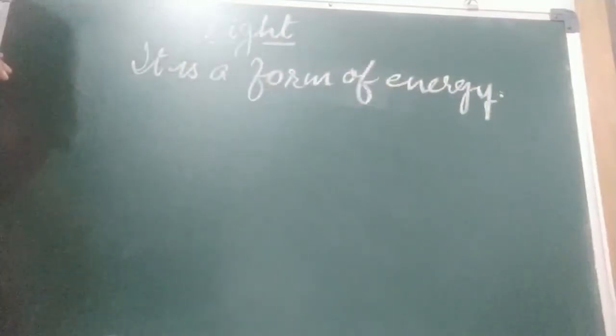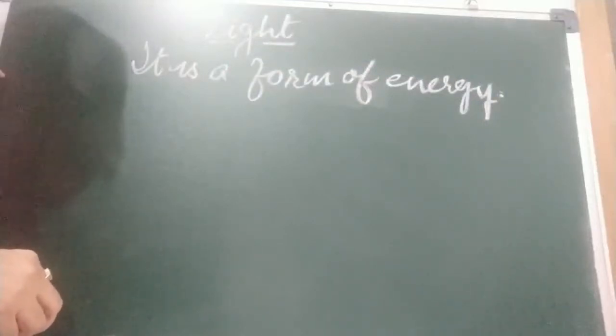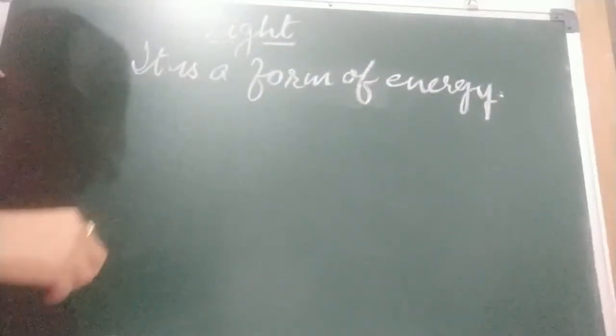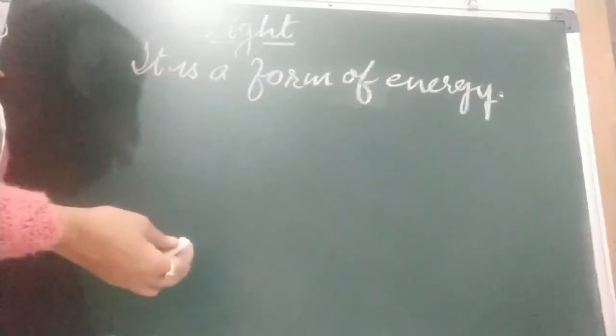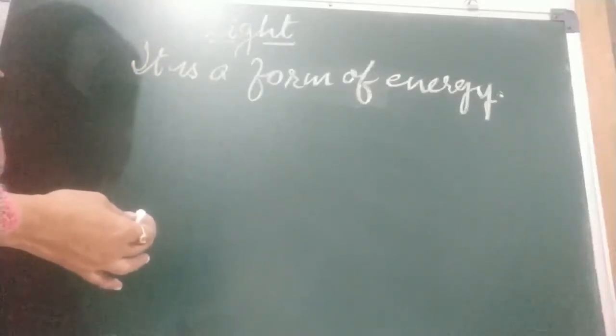Children, what is light? Light is a form of energy. It enables us to see the world around us. Okay children, how light enables us to see the object from which it comes after reflection, this I am going to explain to you later on.